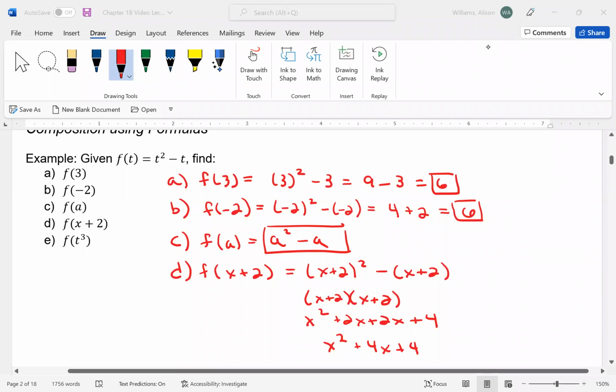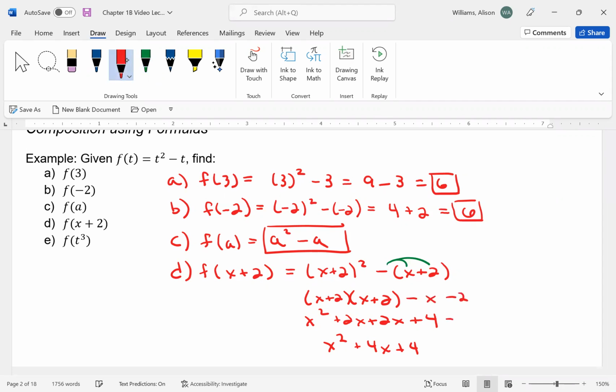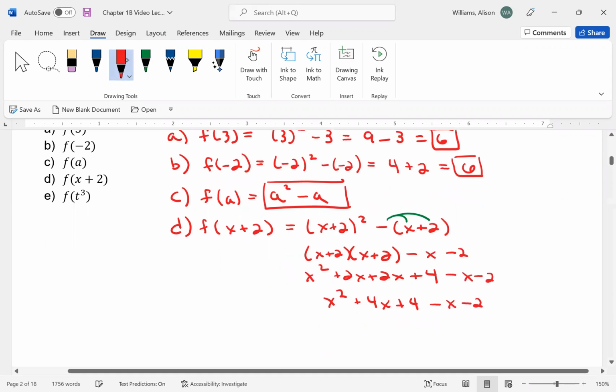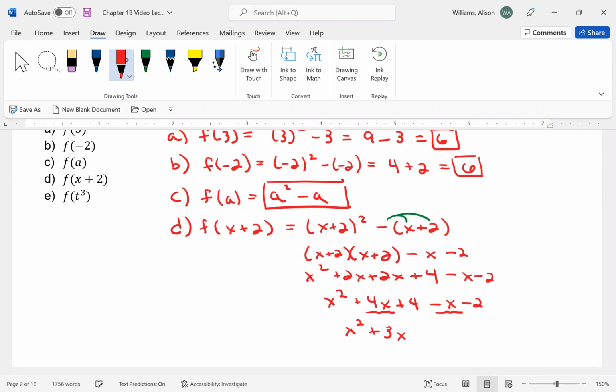Here, we're going to actually distribute this negative in. So that's going to become negative x minus 2. Let's bring that down. And now we can combine like terms. So x squared. Okay, so these two are going to combine. That's going to be positive 3x. And then the 4 and the negative 2 combine to be positive 2. All right, and there we go. That is the reduced version of f of x plus 2.